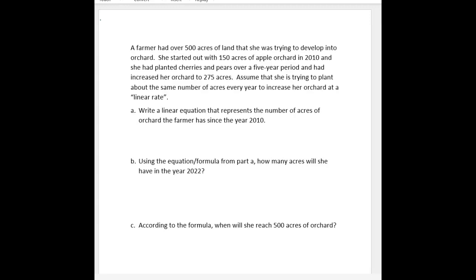So assume that she's trying to plant about the same number of acres every year to increase her orchard at a linear rate. So, it says to write a linear equation that represents the number of acres of orchard the farmer has since the year 2010. So in the year 2010, that starting amount was 150 acres. So that's our beginning. We often call that P sub 0, which is what the book uses sometimes. In y equals mx plus b terms, we call it b. That's the y-intercept, and that's 150.